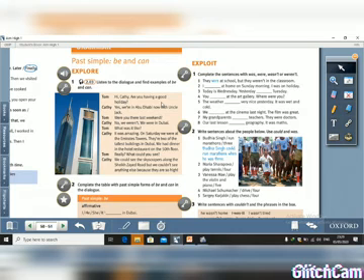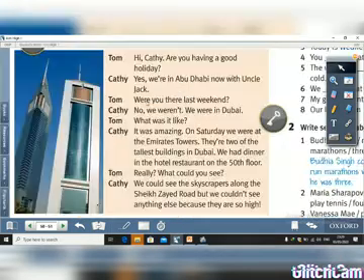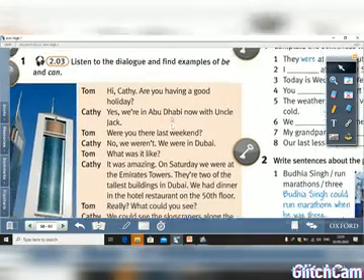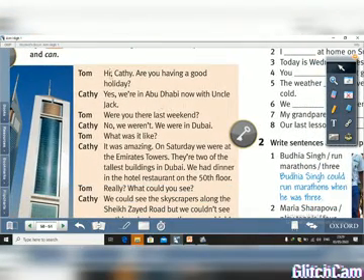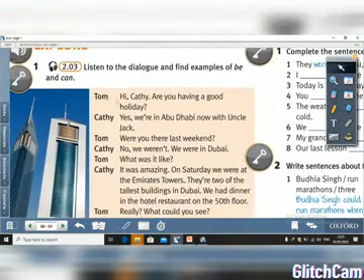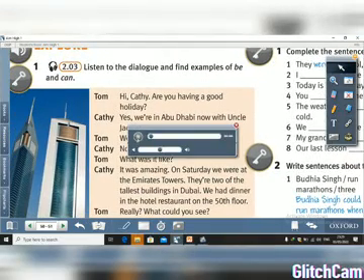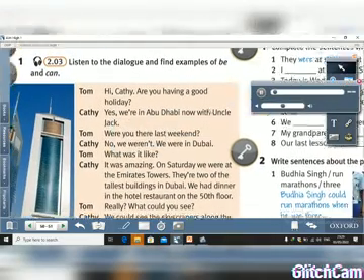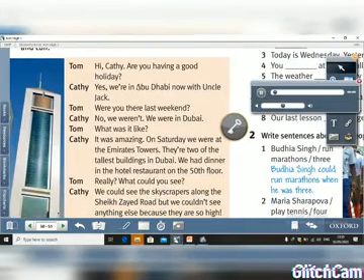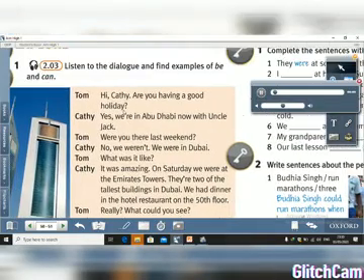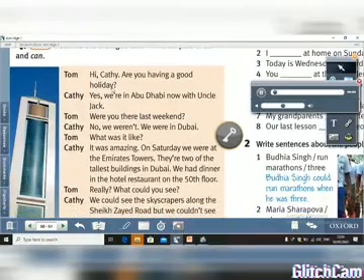The past simple with the verb to be and can. Explore. Let's read this passage between Tom and Kathy. Listen carefully. Unit 6, page 51. Grammar. Explore. Exercise 1. Listen to the dialogue.